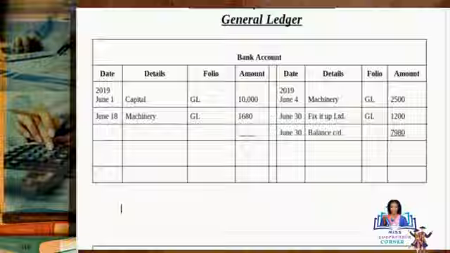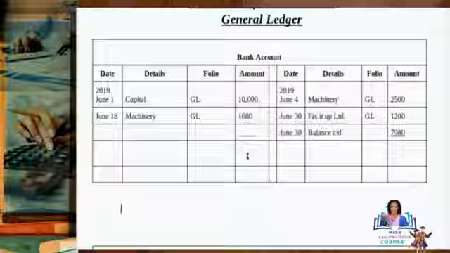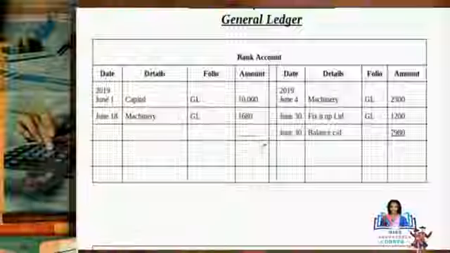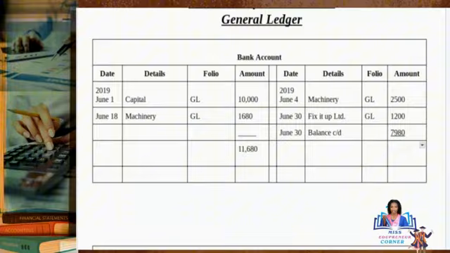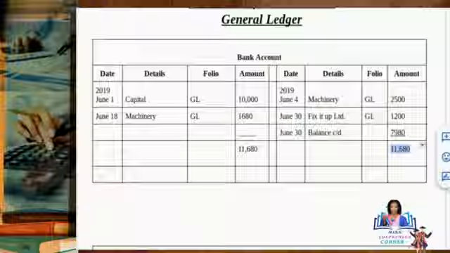So the 10,000 plus the 1,680 gives us $11,680. And the 2,500 plus the 1,200 plus the 7,980 also gives us $11,680. So seeing that we have the same figure on the debit and the credit side, this ledger account is now balanced. So we go ahead and draw our double lines.